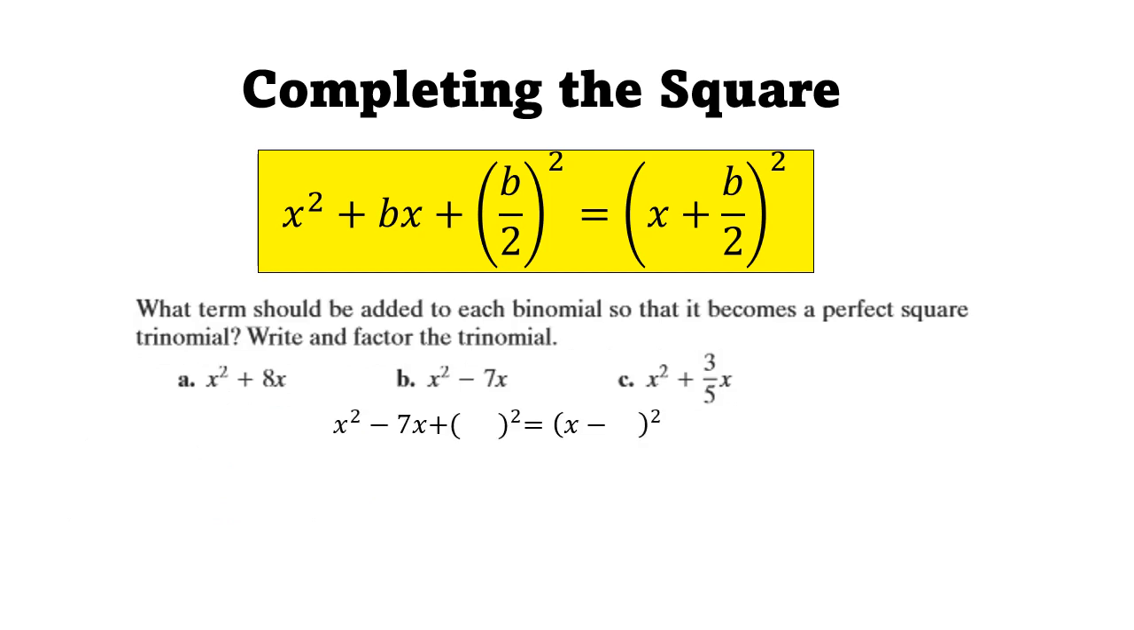Another example, so where do we look? At b, that's negative 7, and we're going to divide it by 2. Now let's simplify it. So notice the term we wrote is 49 over 4, and x minus 7 over 2 squared, that's my perfect square.